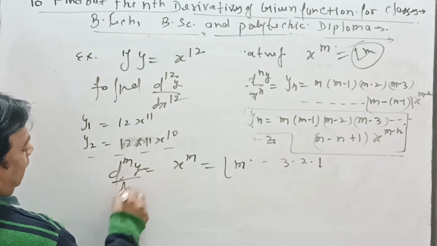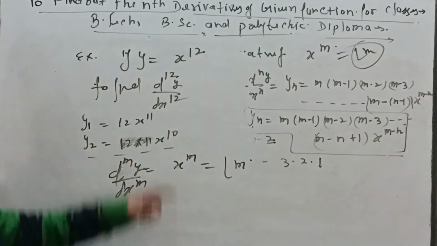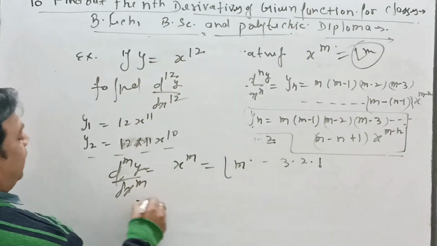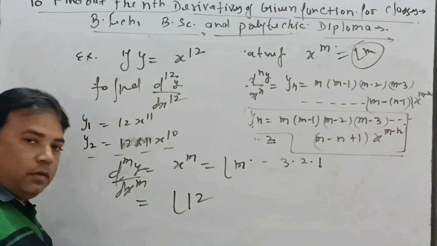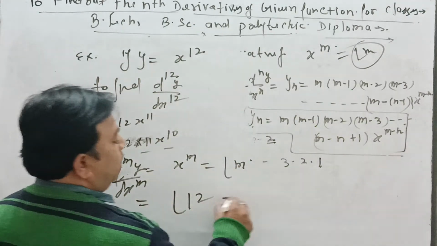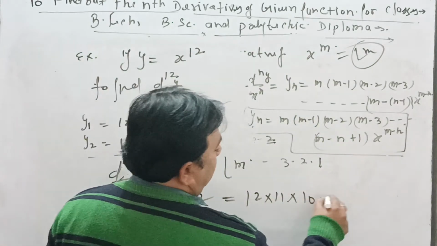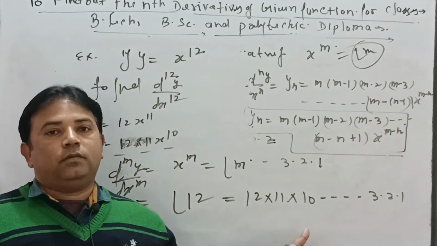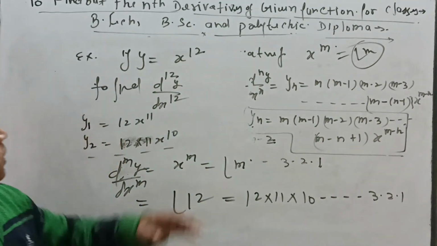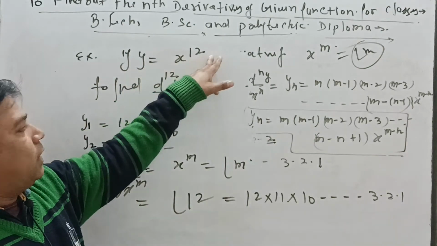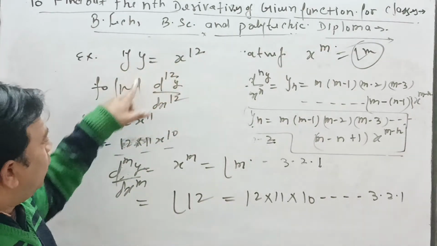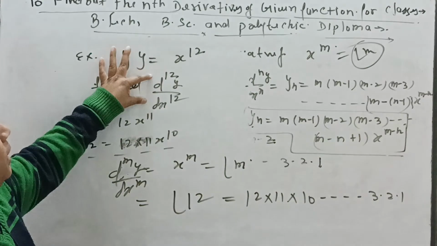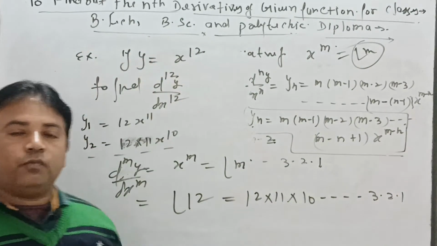So d^m over dx^m of x^m is factorial m. Here you write 12, so the 12th derivative of the function is the factorial of 12. You solve the factorial of 12: 12, 11, 10 and so on down to 3 into 2 into 1. This is the value of the factorial 12. Do you all understand with the example? If y equals x to the power 12, then the 12th derivative of the function is directly this value. This helps with multiple choice questions. Please make a note.